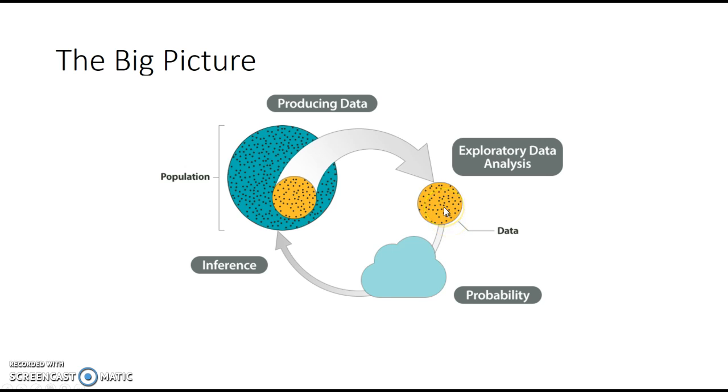But how do we know that this data actually represents the bigger population? Well, that's where probability kicks in. And probability is needed so that we know how reliable our sample is to make an inference about the population. So once we run some probability tests, then we can make an appropriate inference about our population. Our inference is going to be about the population based on the sample that we've taken from the population. So that's the big picture of statistics.